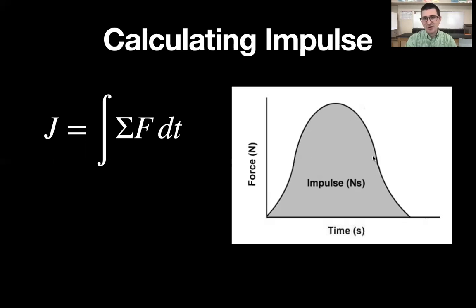So if we take the area of this, that is the amount of impulse, which is a Newton times a second, which I guess you could simplify. You could get a kilogram times a meter per second, but that doesn't really have a super special name.